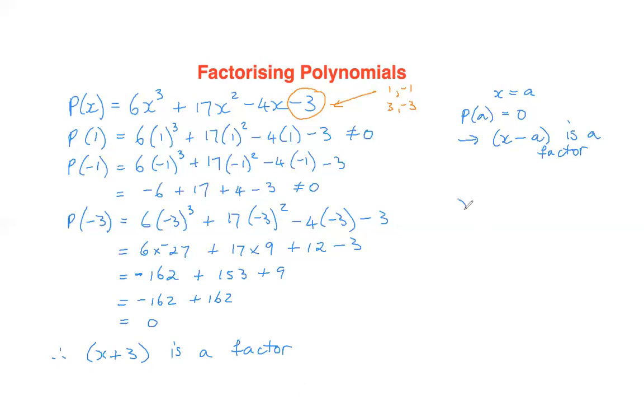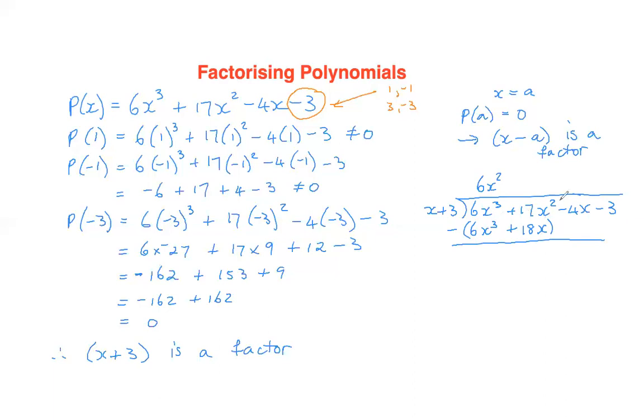So now I'm going to take our original cubic, 6x cubed plus 17x squared minus 4x minus 3, and I'm going to divide it by x plus 3. So I'm thinking x into 6x cubed gives me 6x squared, and I multiply that down. 6x squared times x is 6x cubed. 6x squared times 3 is plus 18x squared. And then I have to subtract that off to find my remainder.